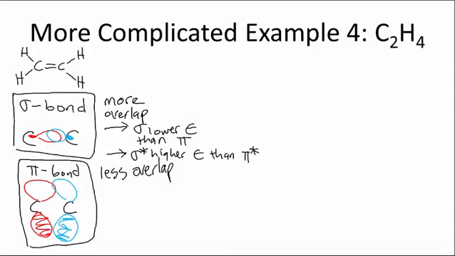So that's going to introduce an extra division into our MO diagram. Before we had it just split into bonding, non-bonding, and antibonding. Now we're going to say among the bonding, we'll split that into sigma bonding and pi bonding. And among the antibonding, we'll split it into pi star and then sigma star. So our general divisions now are going to be sigma bonding, pi bonding, non-bonding, pi star, and then sigma star.